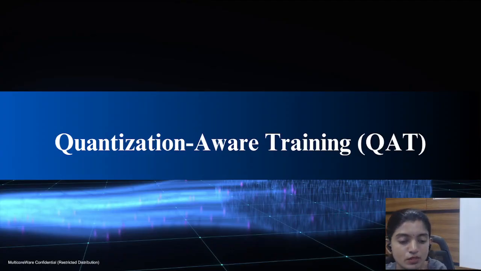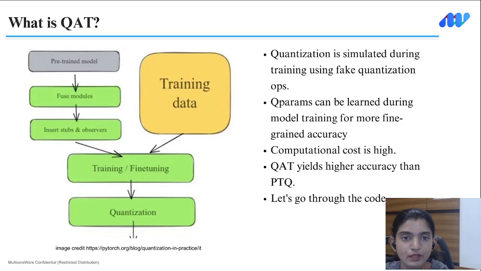Since our post-training method accuracy drop was a bit more, we can try quantization-aware training. In quantization-aware training, quantization is simulated during the training process itself. So it uses fake quantization ops, and we have to tune these parameters while training itself. Compared with post-training, the computational cost is really high, but QAT will yield better accuracy than PTQ.